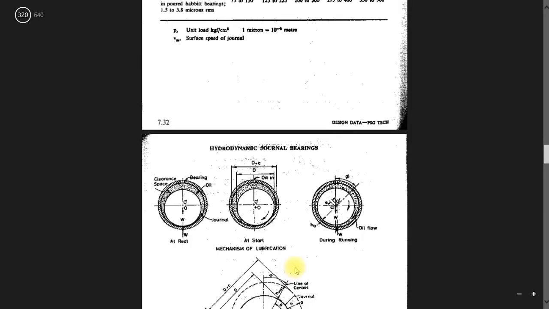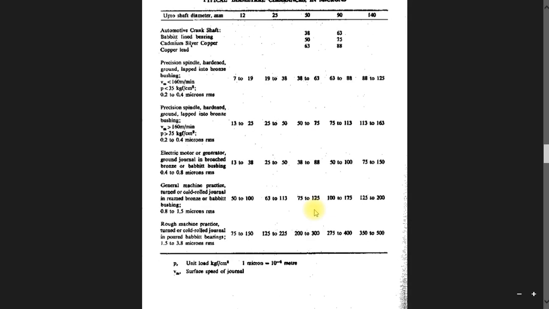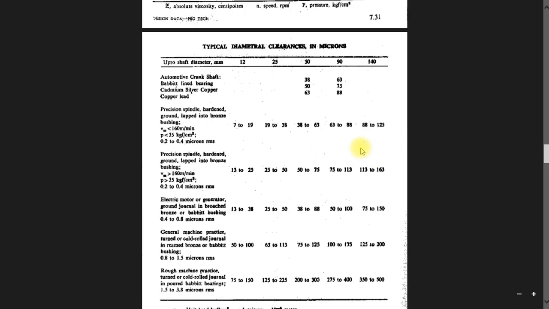Let us go to page number 7.32, which is nothing but the clearance. For example, if it is required for a centrifugal pump, I can have this C value. You can see here, it is between 113 to 163 micron. I repeat again, it is between 113 micron to 163.